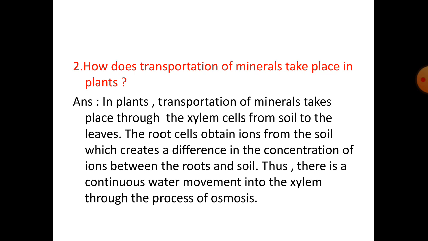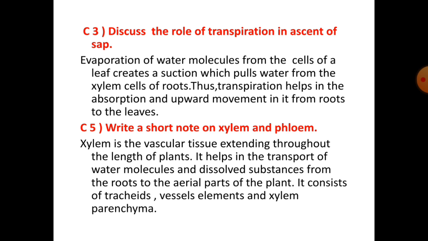Number 2. How does transportation of mineral take place in plants? In plants, transportation of minerals takes place to the xylem cells from soil to the leaves. The root cells obtain ions from the soil, which creates a difference in the concentration of ions between the roots and soil. Thus, there is a continuous water movement in the xylem due to the process of osmosis.